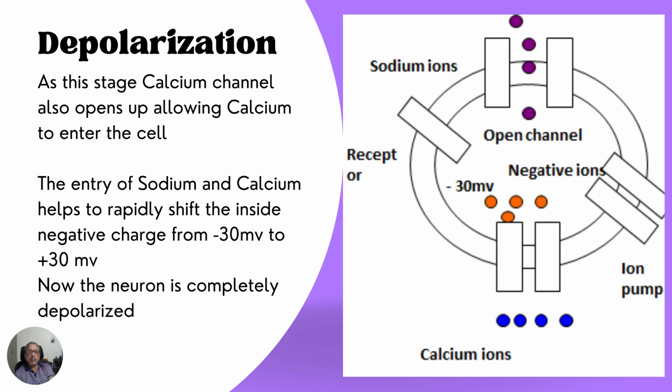Calcium ion channels are voltage gated, and that's why, because of the fluctuation of the voltage from minus 70 to minus 30, the calcium ion channel opens late. And this entry of sodium and calcium helps the rapid shifting of the internal environment from minus 30 to plus 30 millivolt. Now the neuron is completely depolarized.